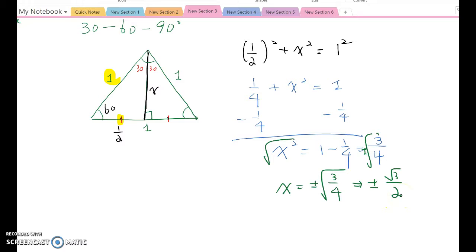Good? But now, for a length value, we usually take the positive value only. So now this length becomes root 3 over 2. So please remember this one. Okay? So the 30, 60, 90 case: if the hypotenuse equals 1, the opposite length of the 30 degree angle is 1 over 2. The opposite length of the 60 degree angle must be root 3 over 2. That's the key point here.